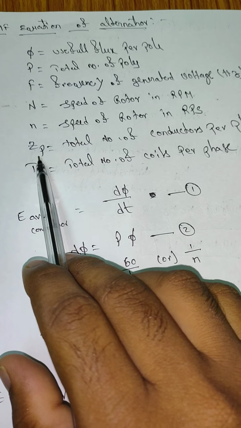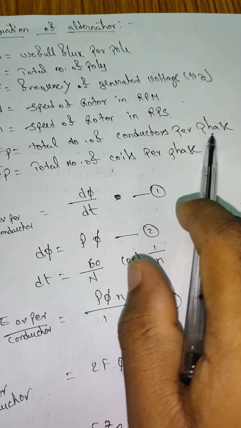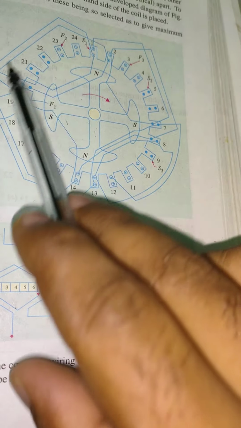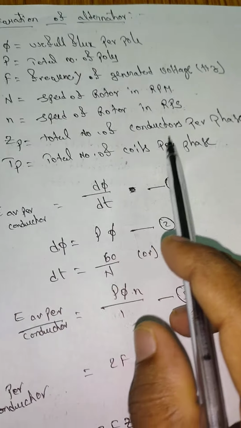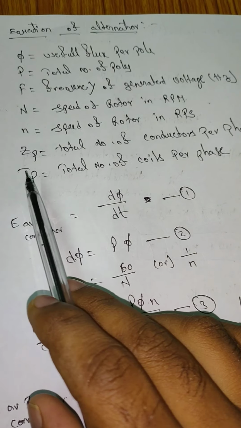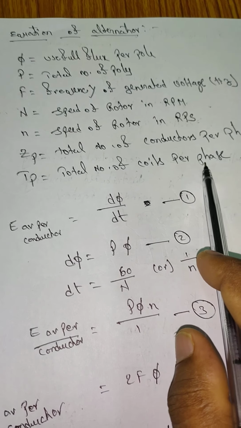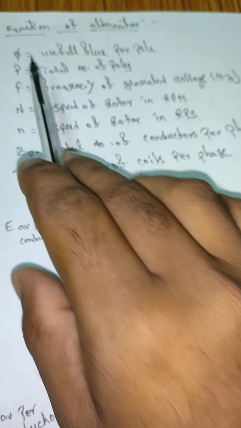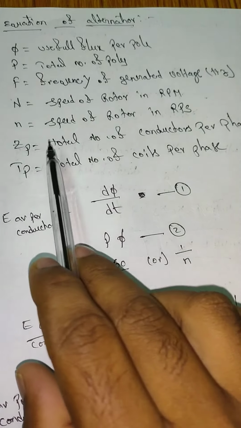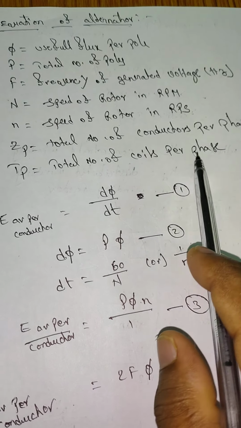The next one is Zp, the total number of conductors per phase. We have the conductors in the stator winding, and that is called Zp. Zp is the total number of conductors per phase. The next one is Tp, the total number of coils per phase. We are taking everything per phase, with the flux, the Zp conductors and the Tp coils per phase.